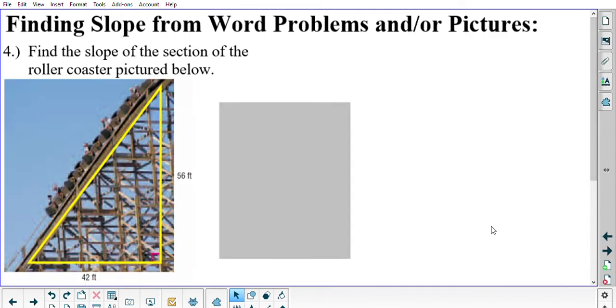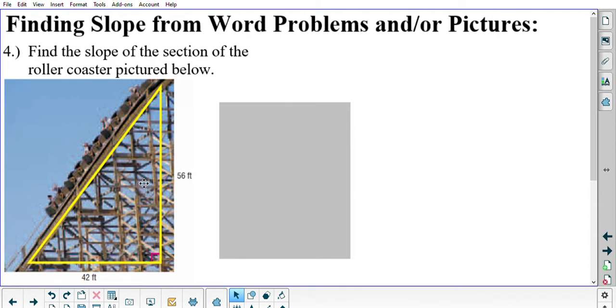All right, let's switch gears and let's look at some real life scenario problems. Finding slope from word problems and possibly also from pictures. Problem number 4. Now this one's already done for you in your guided notes, but follow along as I read it out loud. Find the slope of the section of the roller coaster pictured below.